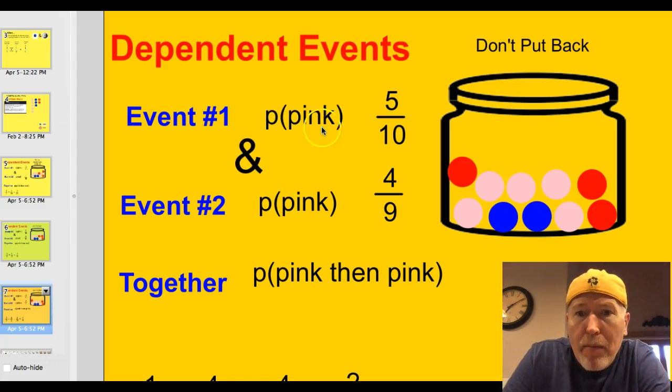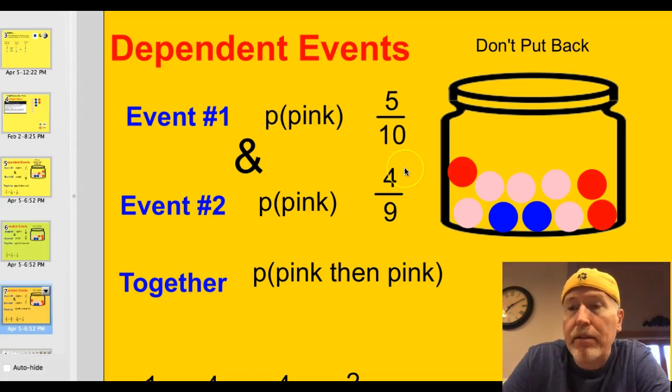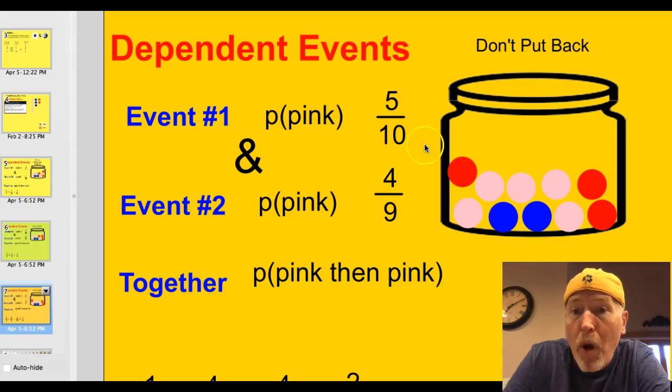Event 1, the probability of pulling a pink, 5/10. It hasn't changed. However, the probability of pulling a second pink, see what happened? Not only did the number of outcomes change, but the number of pink marbles, or the possibility of pulling a pink marble, changed. Each of them went down by 1 because we didn't put the marble back, and we're trying to pull a second pink.